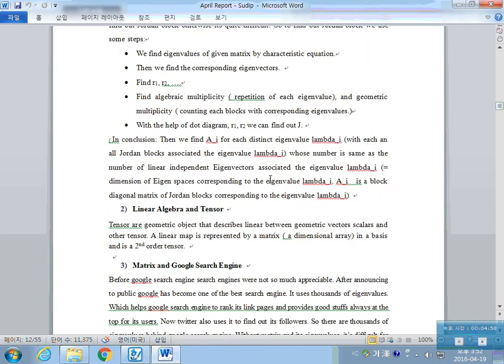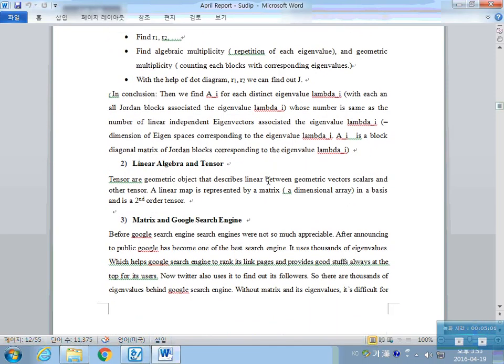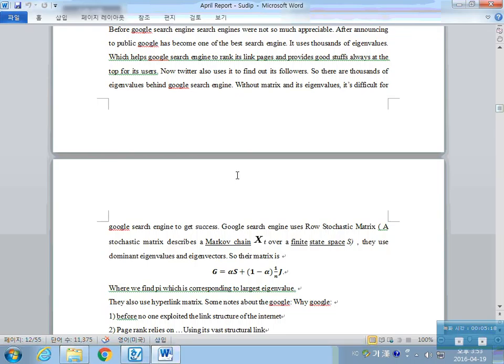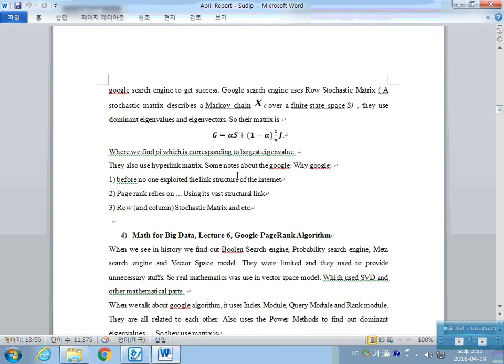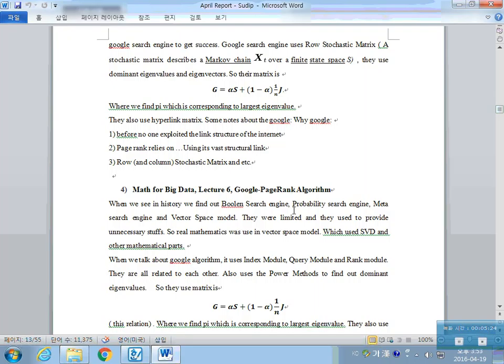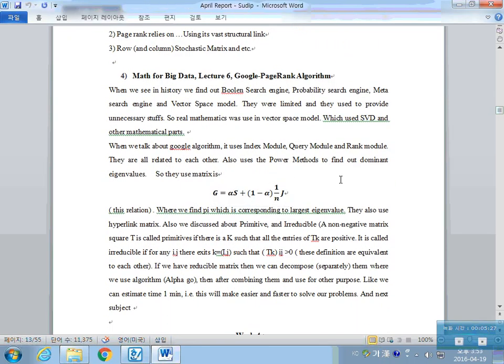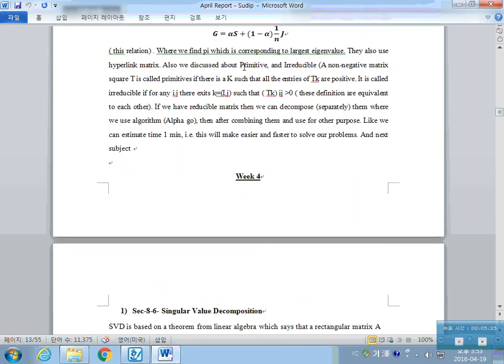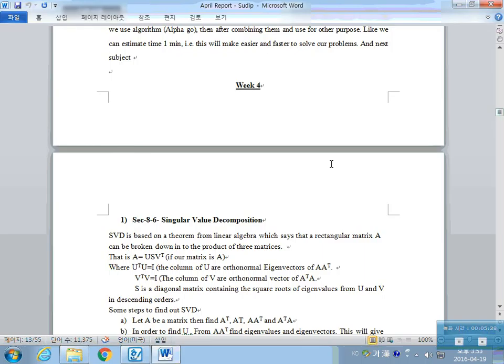Then Jordan canonical form, algebra and tensor. Similarly, matrix and Google search engines. The eigenvalue is the main thing that Google uses, and the Professor also uploaded a paper about the thousand eigenvalues behind the Google search engine. So the Google PageRank algorithm, and this is the main formula they use in the algorithm to calculate their data and eigenvalue, and they also use the corresponding largest eigenvalue.